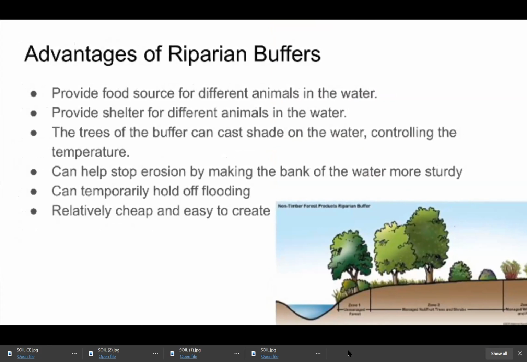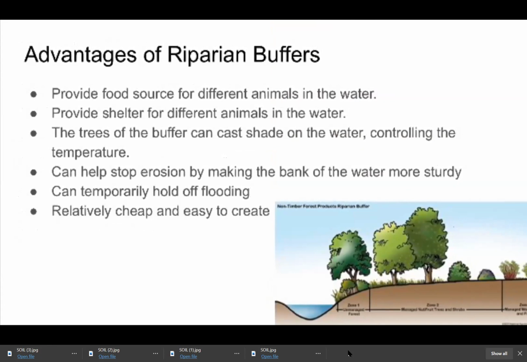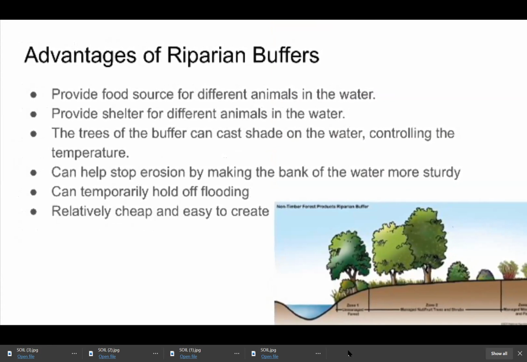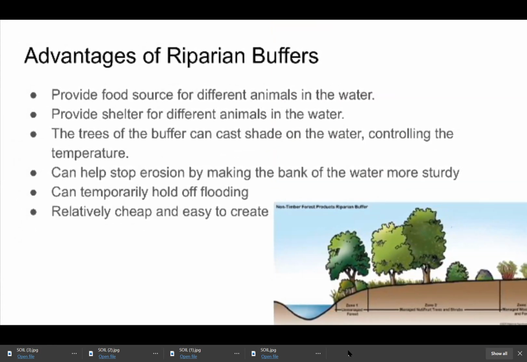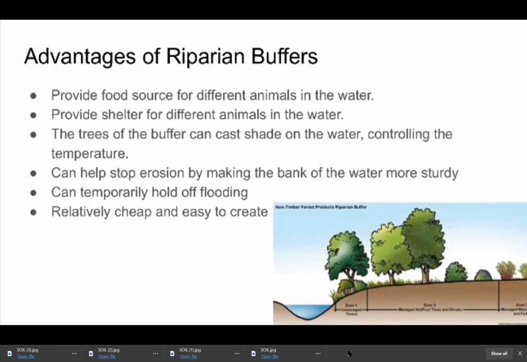water. These buffers can help stop erosion by making the bank of the water more sturdy. These buffers could temporarily hold off flooding if they had to, and they are relatively cheap and easy to install and create. So basically, they can definitely lead to a healthier ecosystem overall and help the areas around it as well.